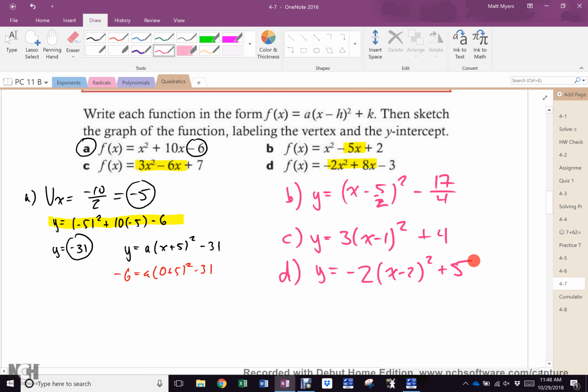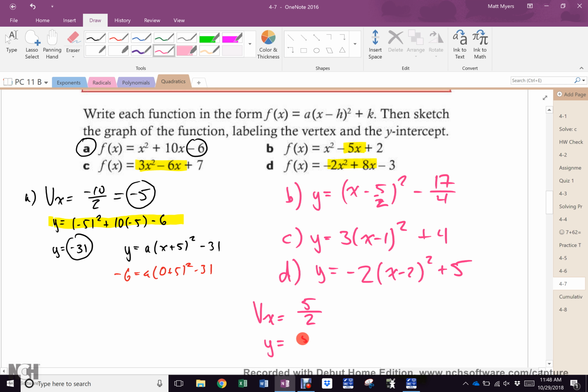Anybody want to ask about any of them? B. Now, B is a little tough to complete the square. Why? Because it's not an even number. So I would have gone with Vx equals negative b over 2, which is 5 over 2. Then you take that and you put it in here.